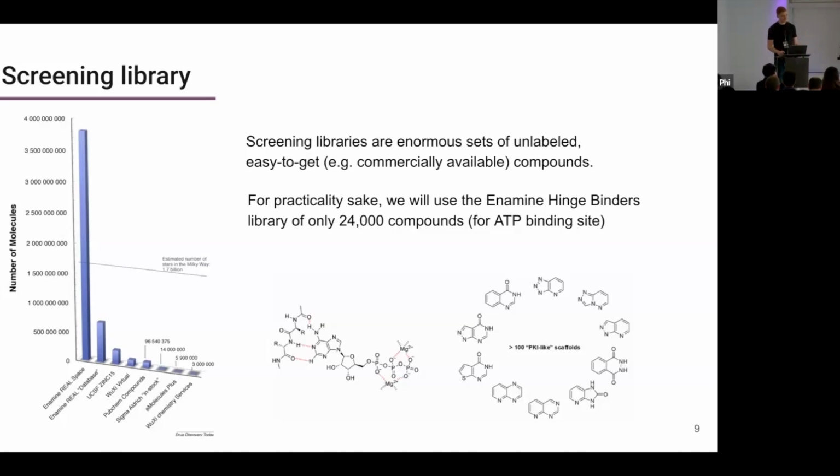So for the sake of practicality, we'll be using a different screening library, which is the hinge binders one. I don't want to go into too much detail on why that is a good choice, but to briefly explain, this library is specifically designed to target proteins such as EGFR within a specific binding pocket. Again, there's a lot of nuance I can't cover, but it's a good choice for finding starting points against EGFR and similar proteins.